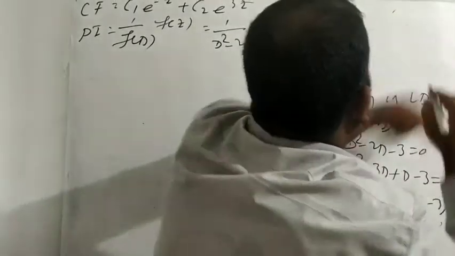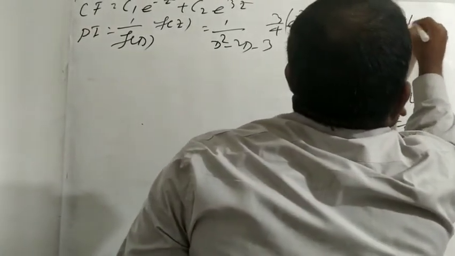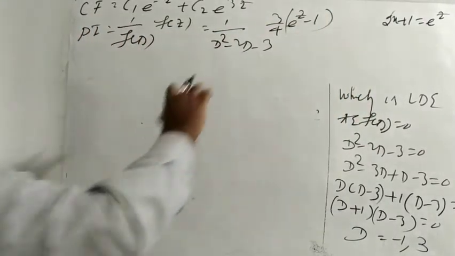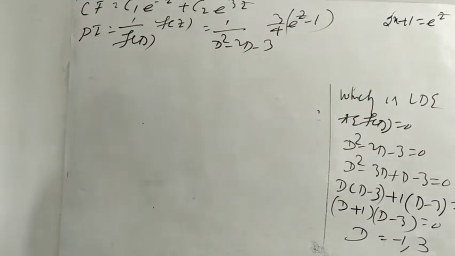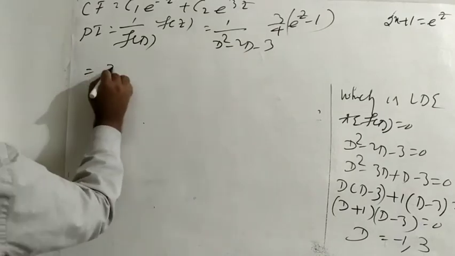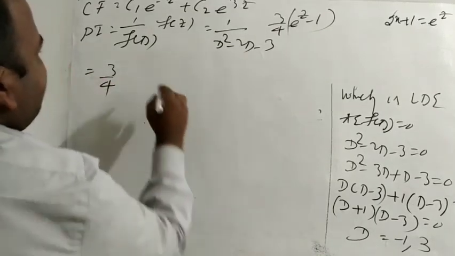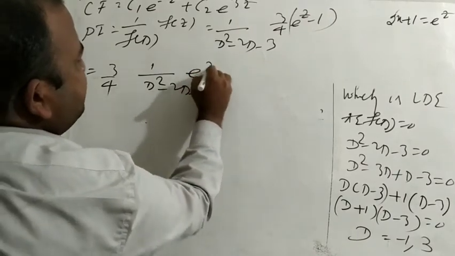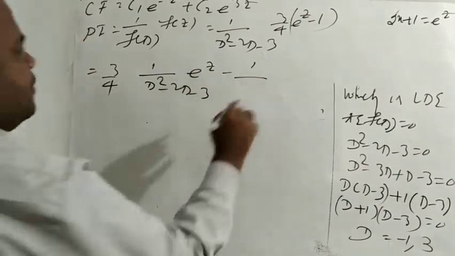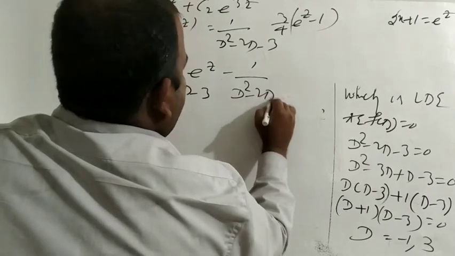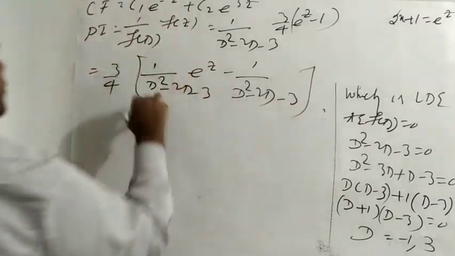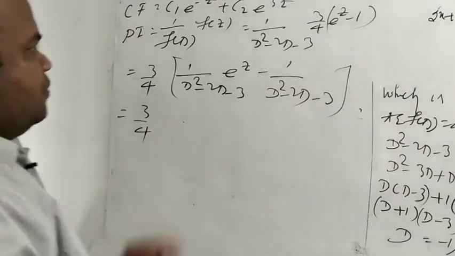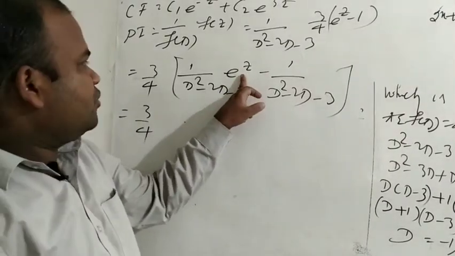So what we had was 2x plus 1 equals e raised to z. Based upon this, you will evaluate. So 1 upon d square minus 2d minus 3. Take 3 by 4 outside. So 1 upon d square minus 2d minus 3 e raised to z minus 1 upon d square minus 2d minus 3. This is 3 by 4; put d equal to 1 first.